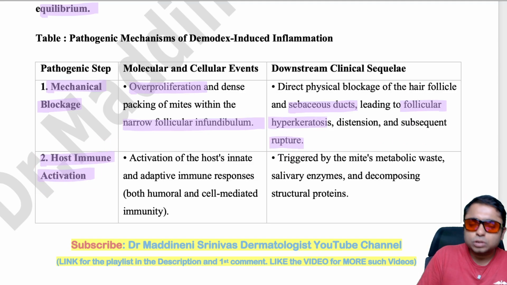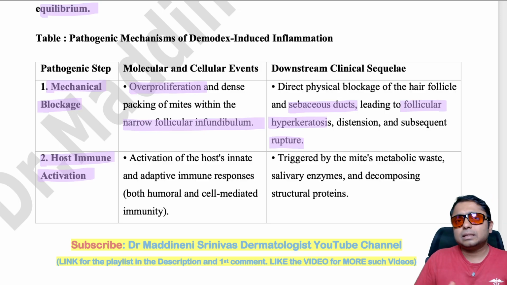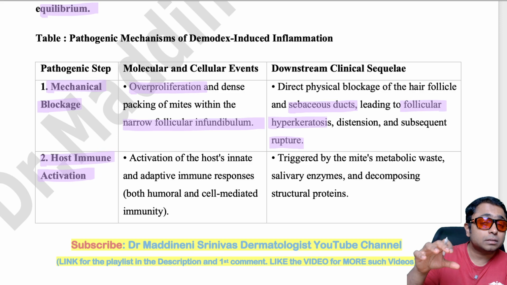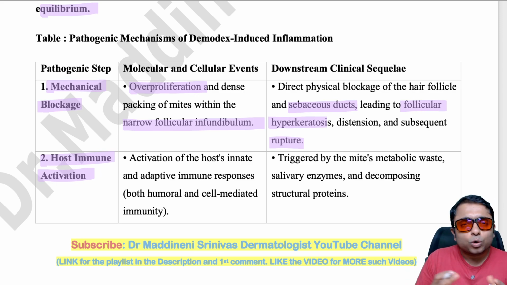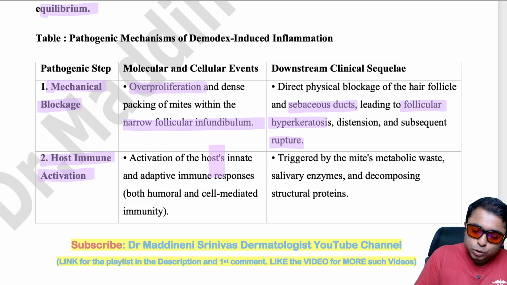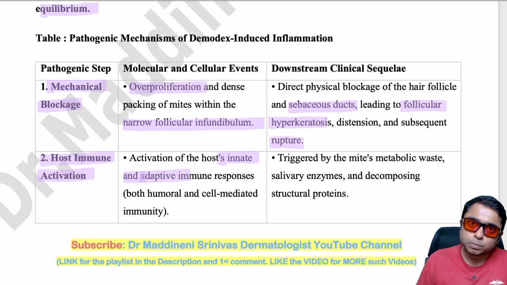And because of all this, there is going to be so much of metabolic waste, and also the skeleton of this mite, all of them are going to come in contact with the host immunity, because of which there will be immune system activation. So this is going to lead to the innate as well as adaptive immune responses getting activated. Both humoral as well as cell mediated immunity are going to play a very crucial role, and it is triggered basically, like I have told you, by the metabolic waste and also the structural proteins of the mite.